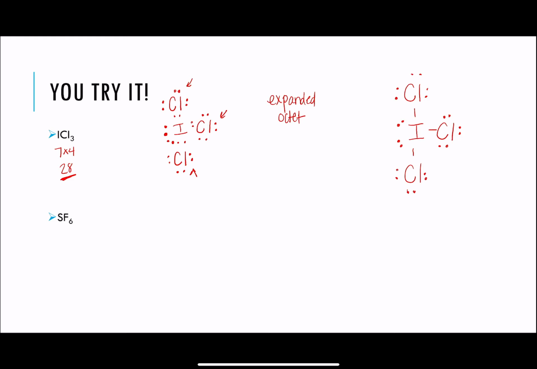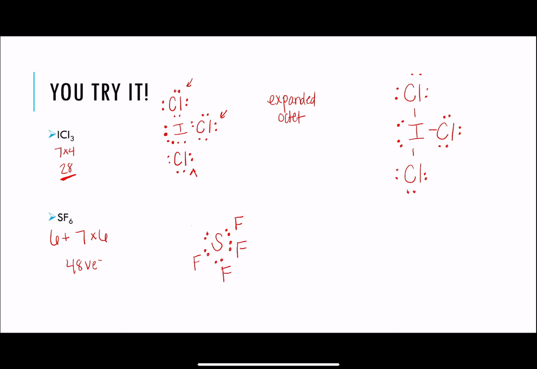SF6, okay? So sulfur has 6 valence electrons, fluorine has 7, times that 6 is going to be 42, plus 6 is 48 valence electrons, if I can count correctly. Okay, so sulfur. Now, we have never bonded anything with more than 4 atoms, but we are going to here. Sulfur is actually going to make 6 bonds with all of those fluorines. Sulfur is in period 3, so it can do that.